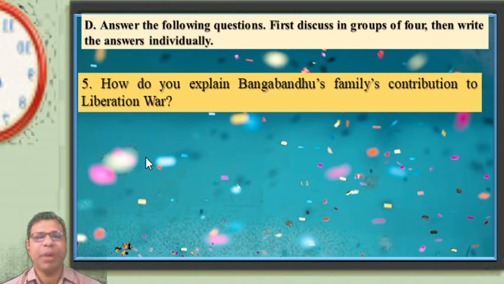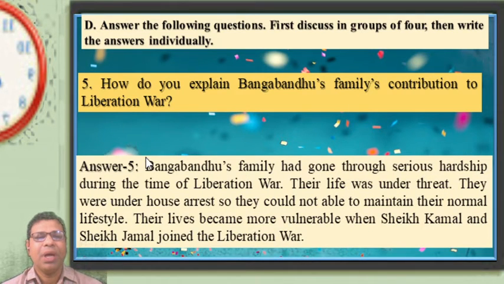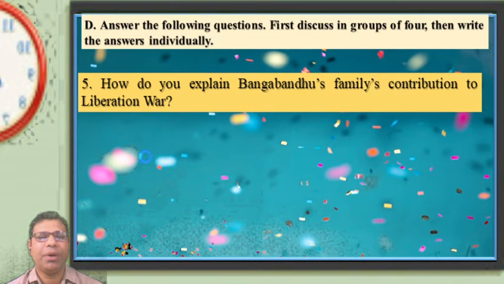Question number 5. How do you explain Bangabandhu's family contribution to the liberation war? Bangabandhu's family had gone through serious hardship during the time of the liberation war. Their life was under threat. They were under house arrest so they were not able to maintain their normal lifestyle. Their lives became more vulnerable when Sheikh Kamal and Sheikh Jamal joined the liberation war.